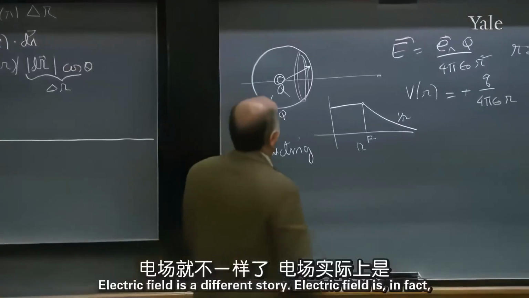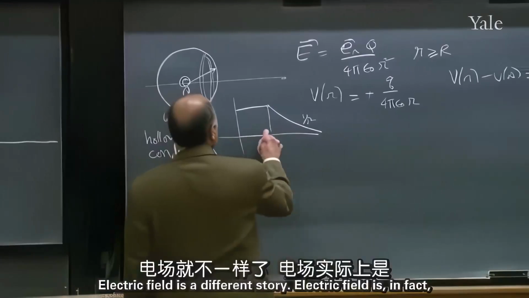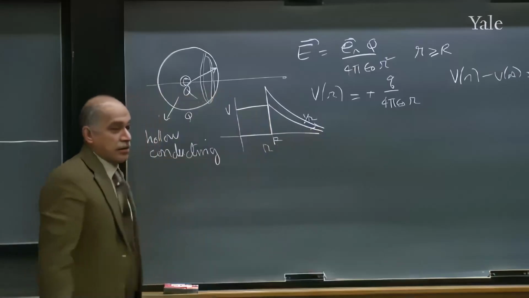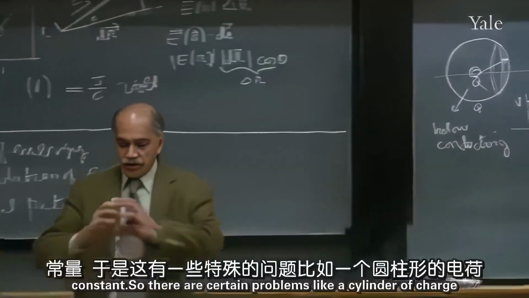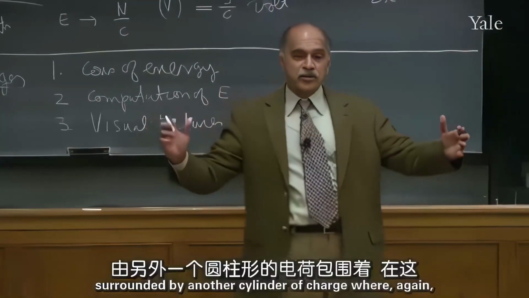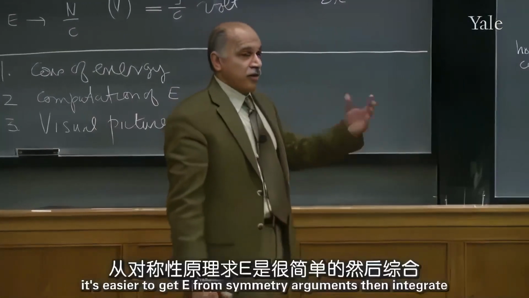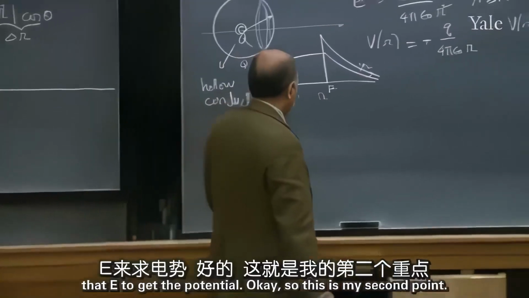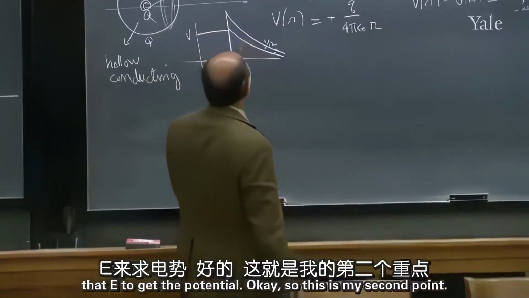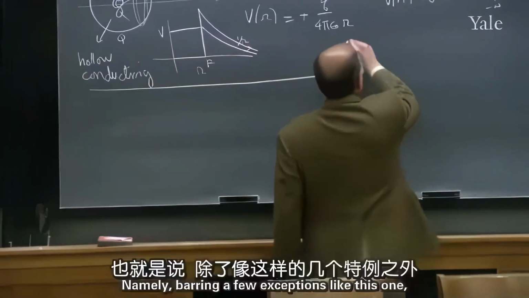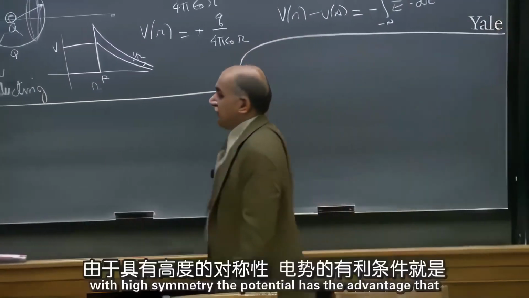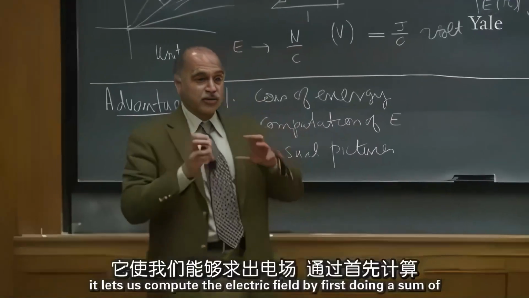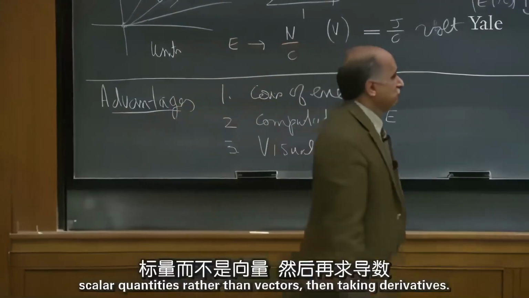Okay? Electric field is a different story. Electric field is in fact 0 inside, then falls like 1 over r squared. The electric potential is a constant. So there are certain problems, like a cylinder of charge surrounded by another cylinder of charge, where again it's easier to get E from symmetry arguments than integrate that E to get the potential. Okay, so this is my second point, namely, barring a few exceptions like this one with high symmetry, the potential has the advantage that it lets us compute the electric field by first doing a sum of scalar quantities rather than vectors, then taking derivatives.